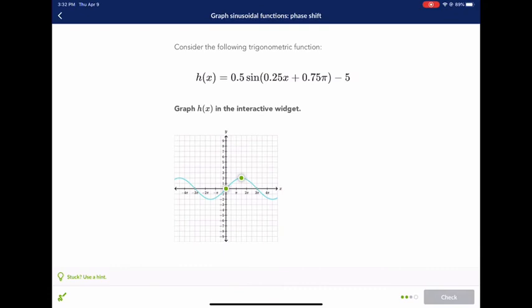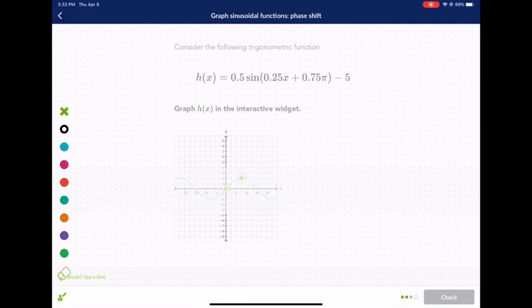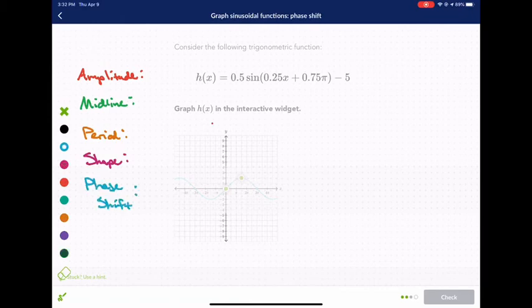All right, and the very last problem. So we're going to do it the same way. Got our amplitude, our midline, the period, the shape, and the phase shift in order to graph this thing. All right, remember the very first thing that we want to do when we have these functions is rewrite them.